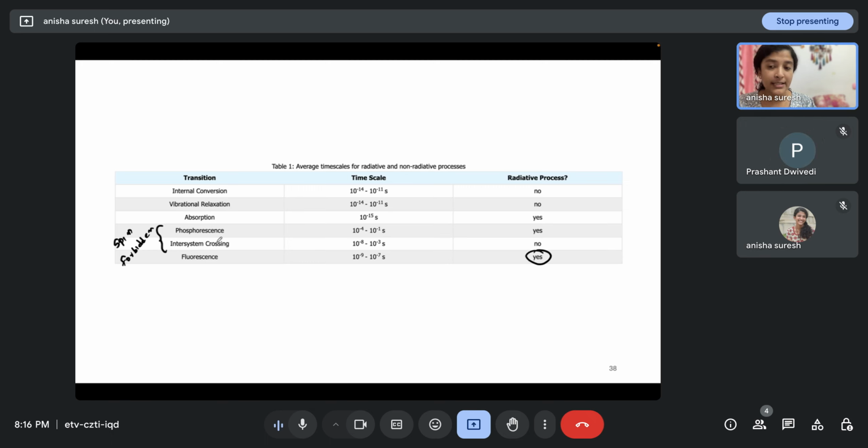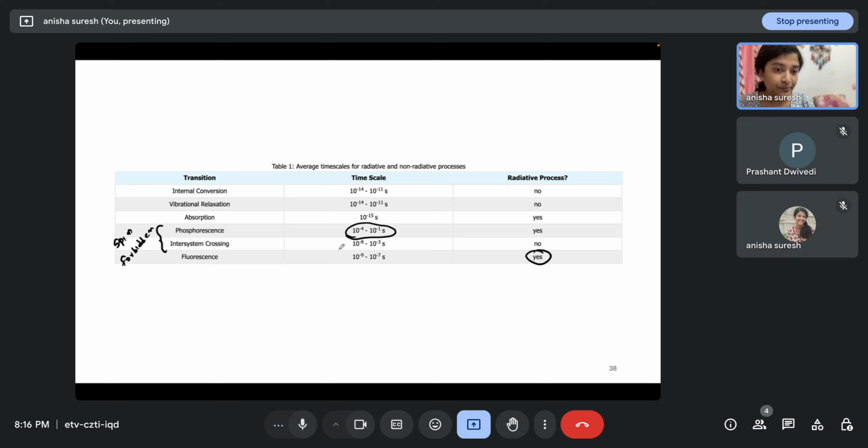So because of that, compared to other transitions, phosphorescence and intersystem crossing are slower. Intersystem crossing has a time scale of 10 power minus 8 to 10 power minus 3 seconds. And phosphorescence, if you see, has a range of 10 power minus 4 to 10 power minus 1 second. So this is the slowest process.